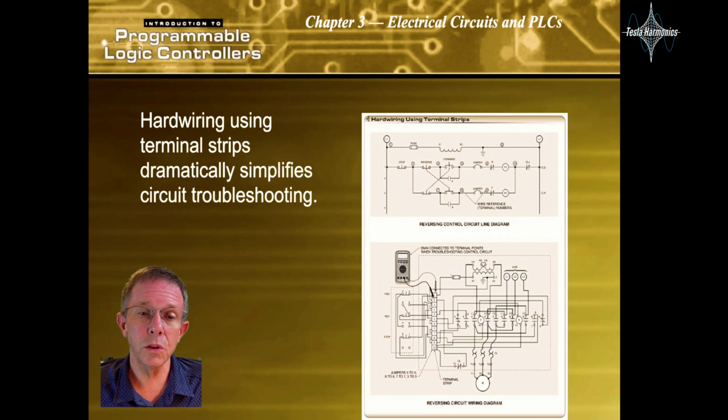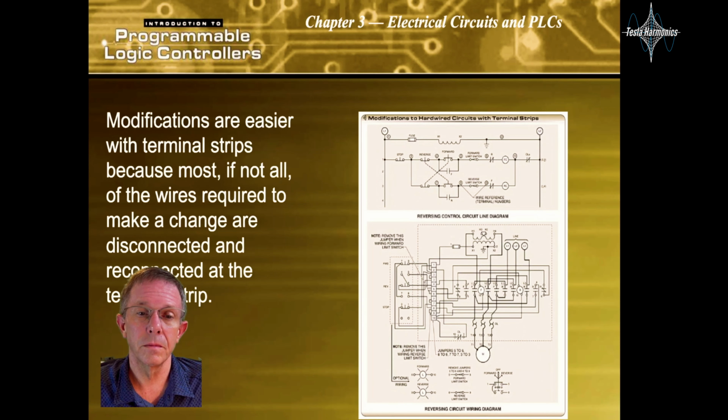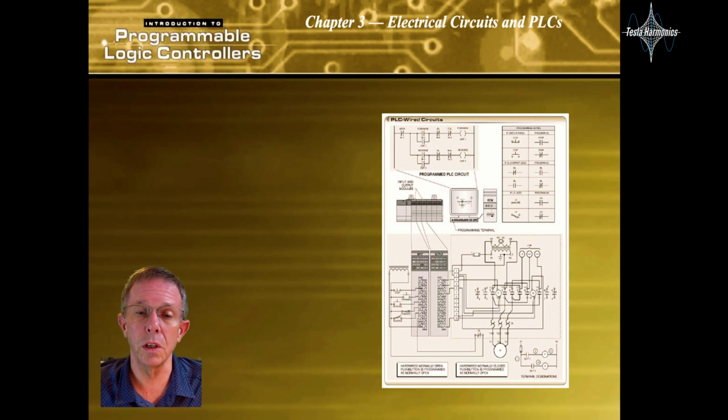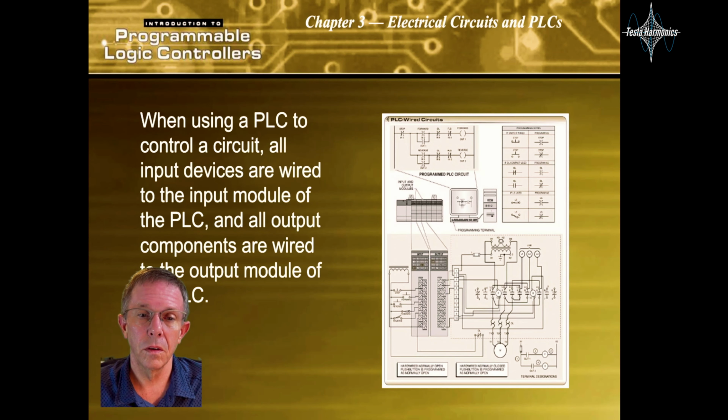Hardwiring using terminal strips dramatically simplifies circuit troubleshooting. Modifications are easier with terminal strips because most, if not all, of the wires required to make a change are disconnected and reconnected at the terminal strip. When using a PLC to control a circuit, all input devices are wired to the input module of the PLC and all output components are wired to the output module of the PLC.